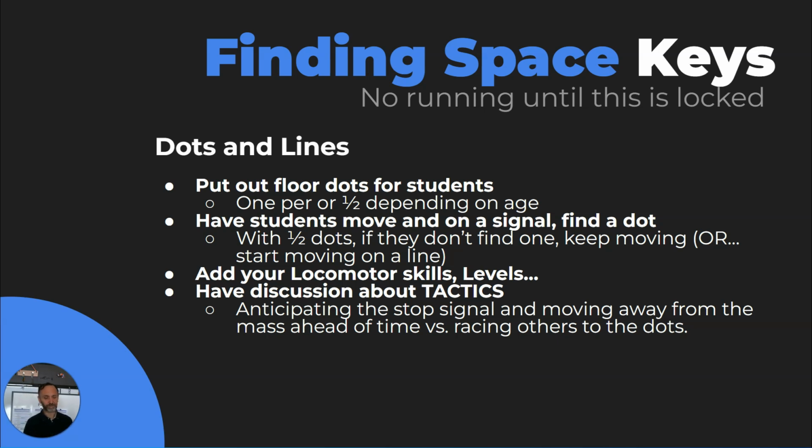Give them a signal. If you're a whistler, you're a talker, you use music, whatever it is. And just have the kids move around the space. If you have a stop signal, you can even have them stop, look around, and if they're all clumped up, have them go to the dots right away. Or the half of the kids who get to the dots, they can actually, when you give the stop signal, they run to the dot.